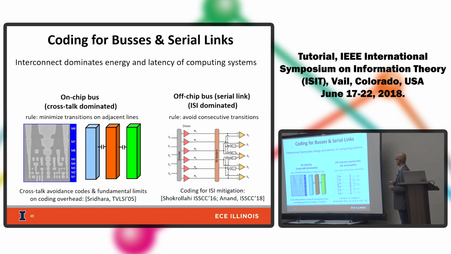Off-chip serial links have coding techniques that have been recently proposed. Amin Shokrollahi from your community had a paper at ISIT 2016, and then Tejasvi Anand, one of the alums from our department. Both of them are looking at chip-to-chip communication, but coding to minimize inter-symbol interference. They actually do some time domain modulation of the transmit pulses so that the worst-case ISI gets alleviated. So there's a lot of interest in both of these domains to come up with new codes to minimize delay.